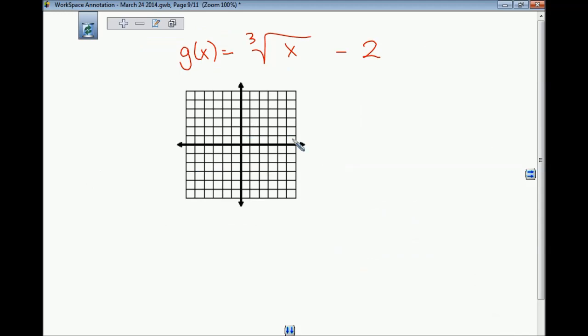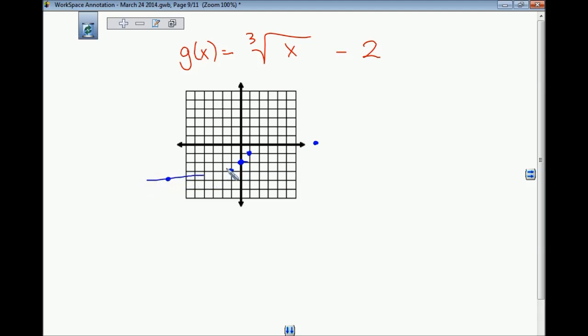So today we're doing square roots and cubed roots. So this is g of x equals the cubed root of x minus 2. So what does it do with our cubed root graph? Down 2. I know that one. 1, 1. And then the cubed root of 8 is 2. Negative 1, negative 1. The cubed root of negative 8 is negative 2.